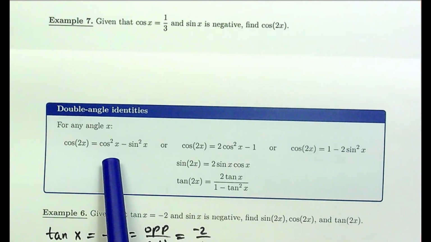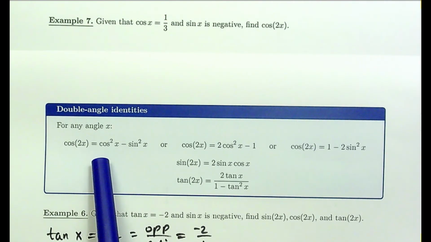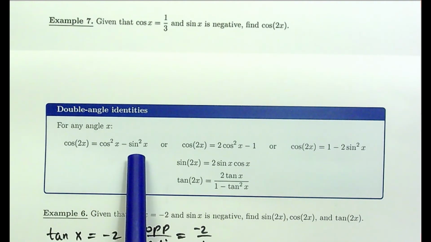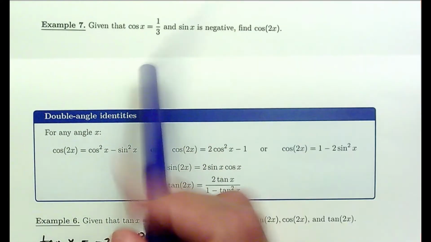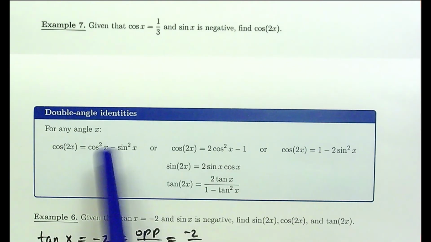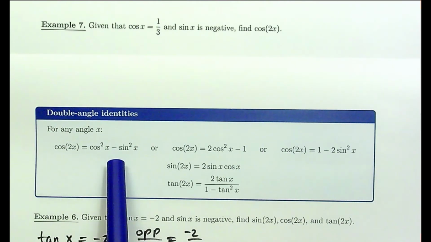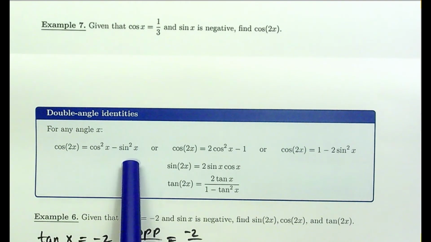If I choose the first version of the double angle identity, I would have to plug in both cosine of x and sine of x, and I only know cosine of x. I know that cosine of x is 1/3 and sine of x is negative, but I don't know what sine of x is, so I cannot plug it in here. So that means that's not the most convenient version of the identity, because even though we could use it, we will have to figure out what sine of x is first, and that's just work. It's not impossible, we could do it, and it's not hard, but it's just more work.